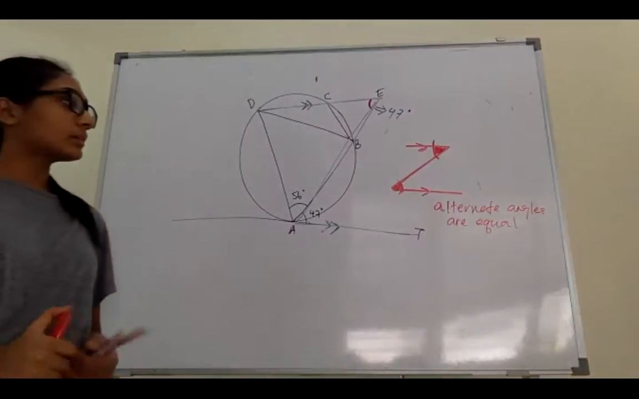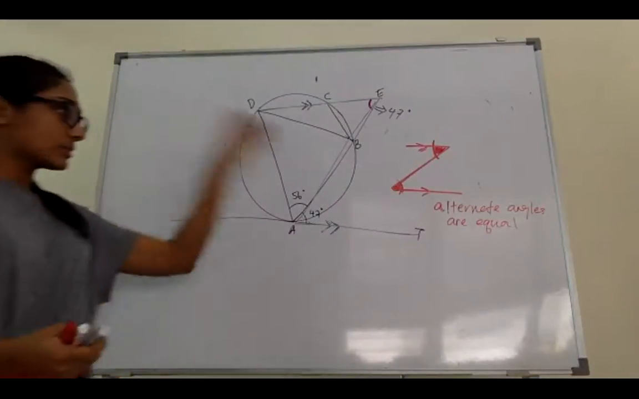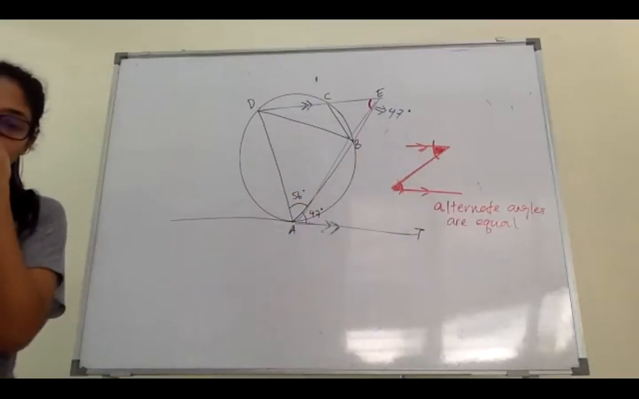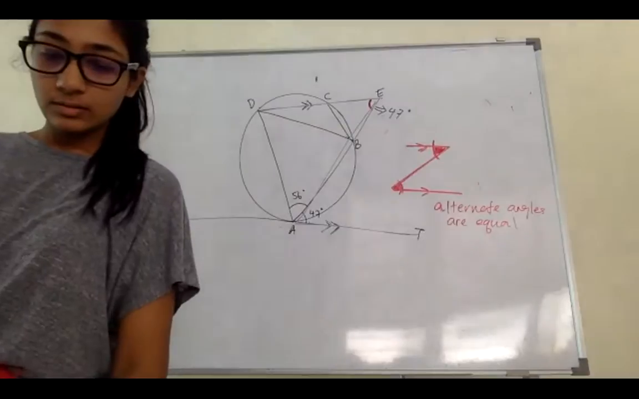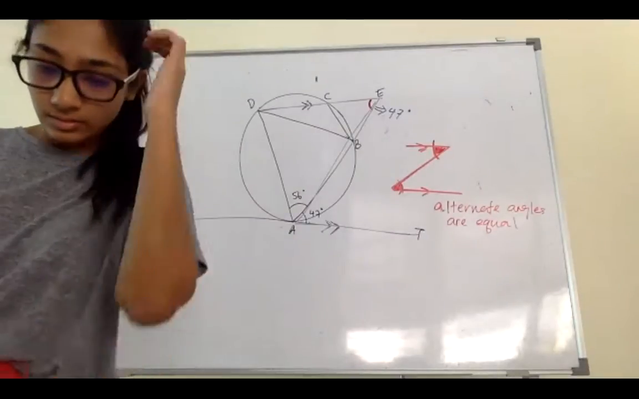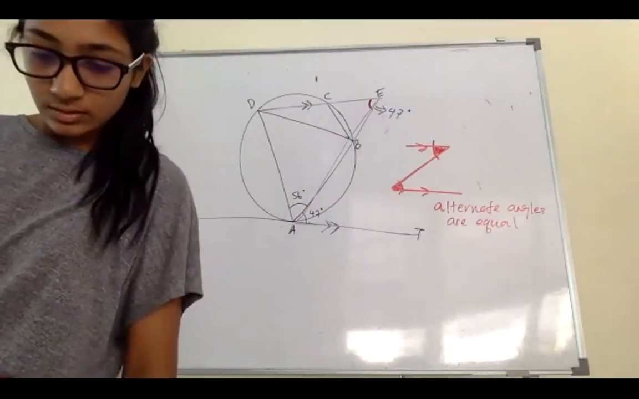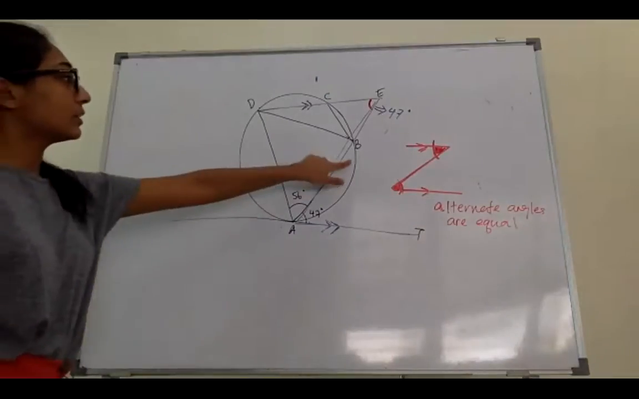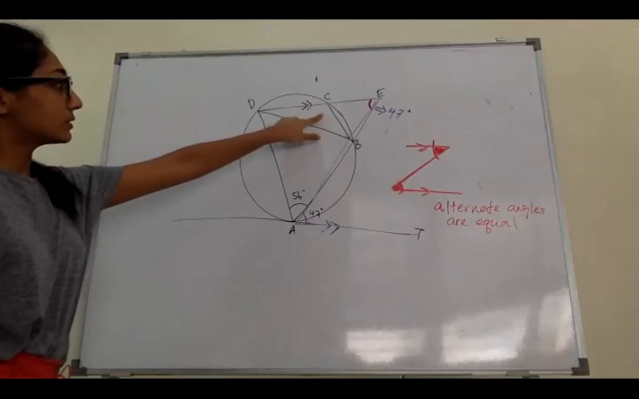So in this case, alternate angles are equal. Sure. So then for B, I got 124 because of the cyclic quadrilateral. So 180 minus 56, you will get 124.